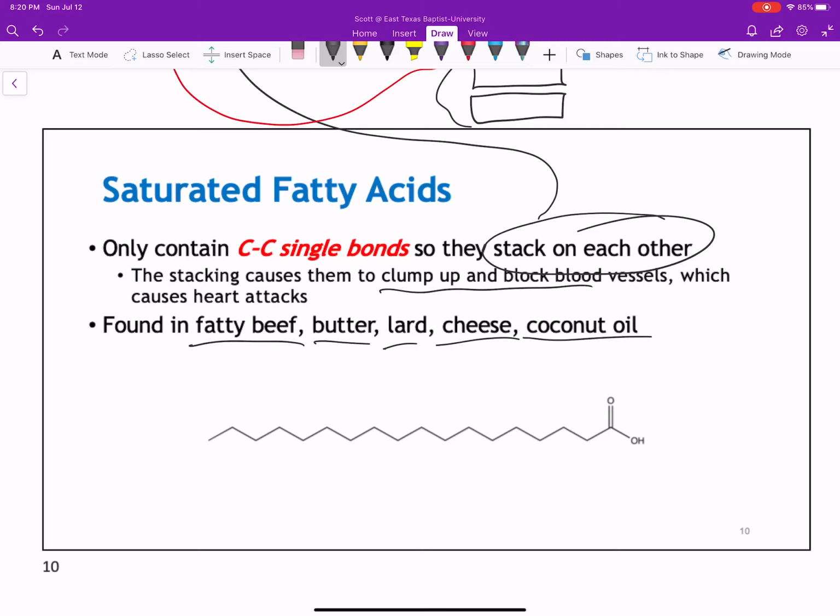Lard, cheese, and actually coconut oil, which is an interesting one because there's been a large push to say that this is the new magic oil and we should just eat it on up. Well, actually, it's not as great for you as people may think, okay?